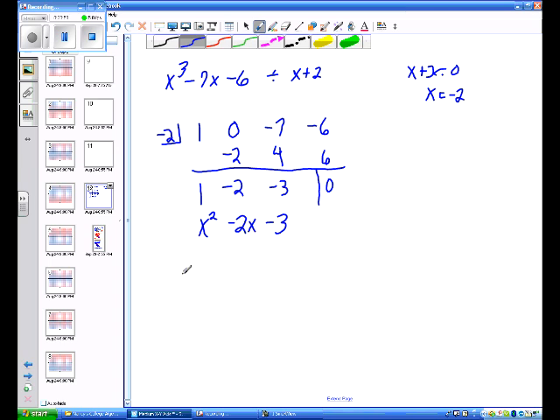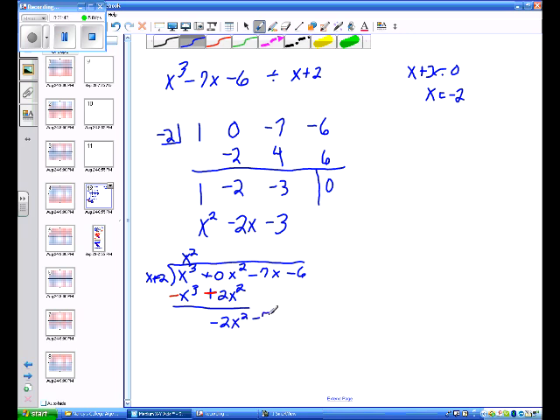Now let's do this one by long division, just so that we see that we do get the same answer. We'd have an x cubed plus 0x squared minus 7x minus 6 divided by x plus 2. And we would say x times what is x cubed? Well, x squared. X squared times x is x cubed. X squared times 2 is 2x squared. We're getting ready to subtract, so we have to remove our parentheses and our signs change. We get 0. We get negative 2x squared.